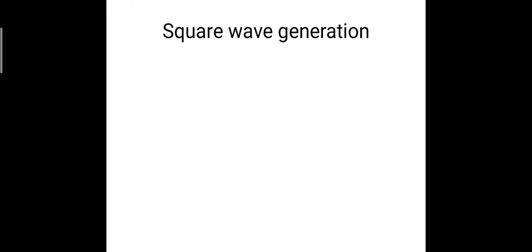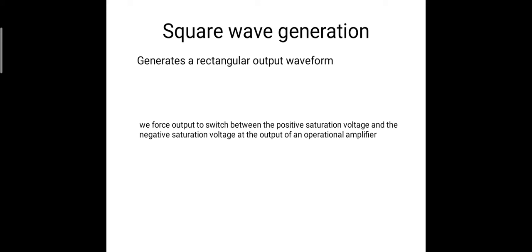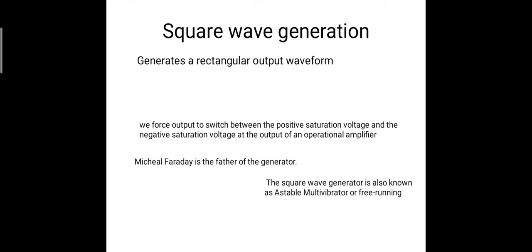Now let me discuss the square wave generator using op amp. What does square wave generation mean? Square wave generation means generating a rectangular output waveform, but on the whole it looks like a square. We force the output to switch between the positive saturation voltage and the negative saturation voltage at the output of an operational amplifier. Michael Faraday is the father of this generator. The square wave generator is also known as an astable multivibrator or free running vibrator.